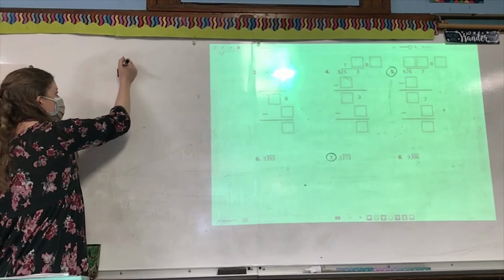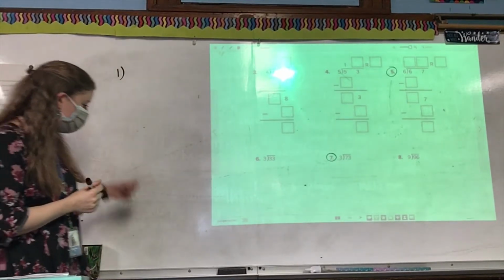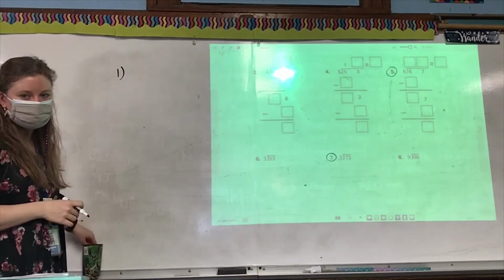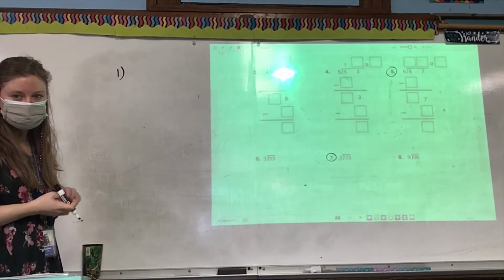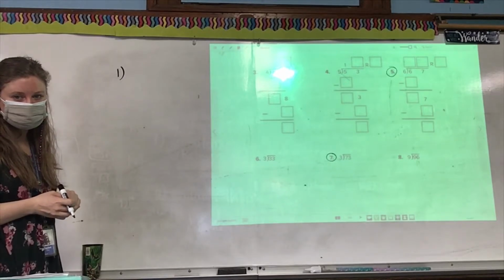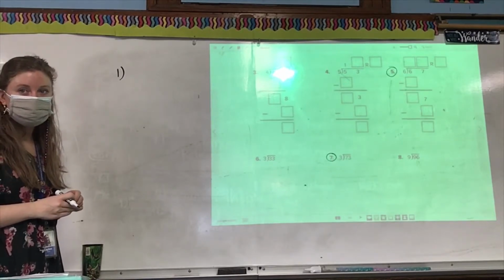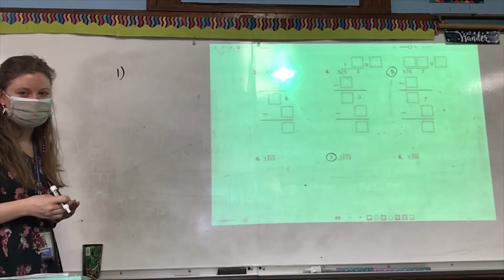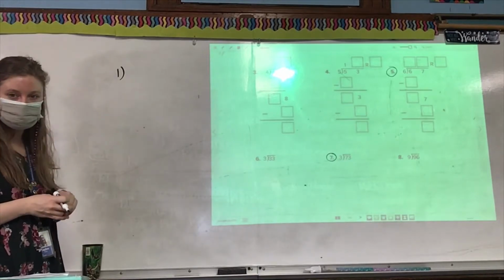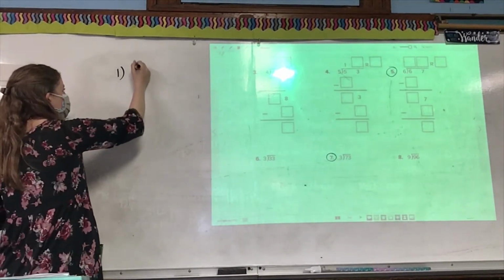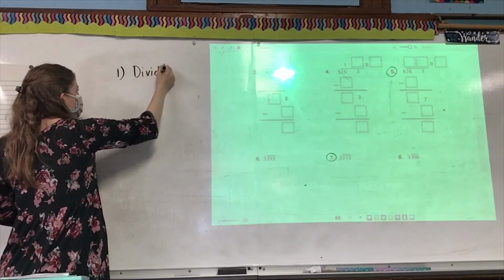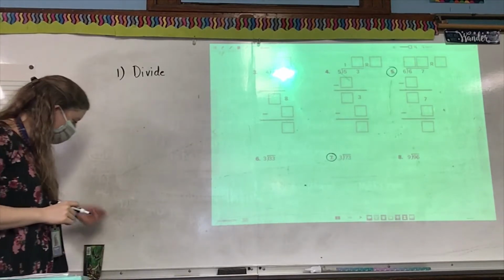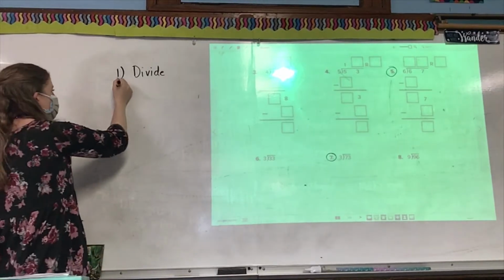Remember, what's our first step when we have 2-digit dividends? Zari, what is step 1? When we have 2-digit dividends. Divide the tens. So, divide. What is step 2? Michaela, multiply.